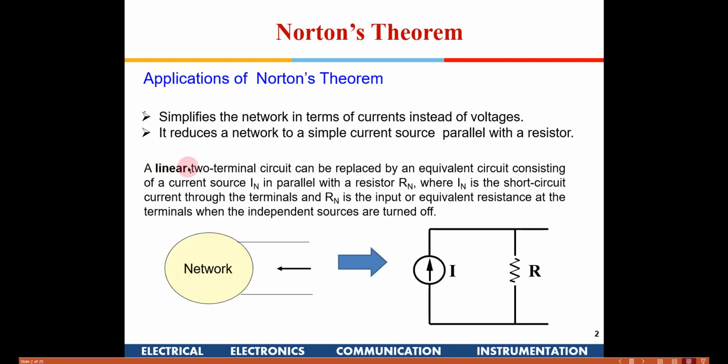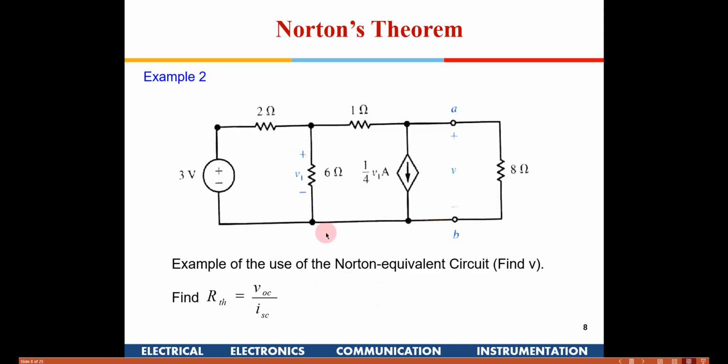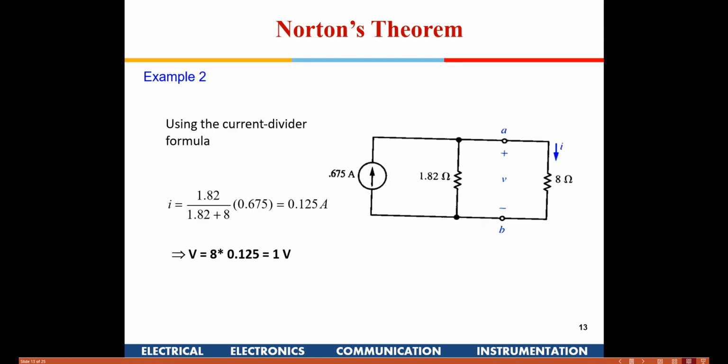Okay, I have highlighted this aspect: linear. Linear means all the elements in this circuit have to be either resistances, capacitances, inductors or transformers. You cannot have non-linear elements like diodes or BJTs. Then Norton's theorem you can't apply there. So that is the limitation which I mentioned here.